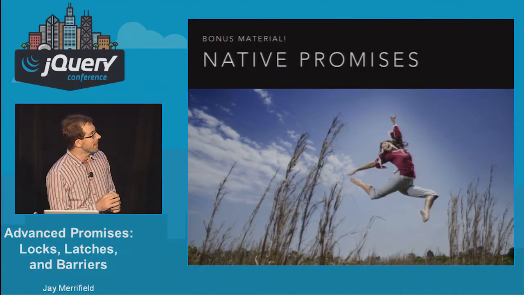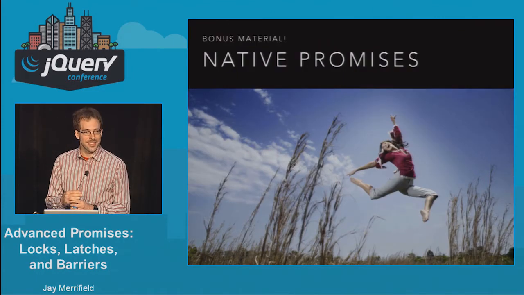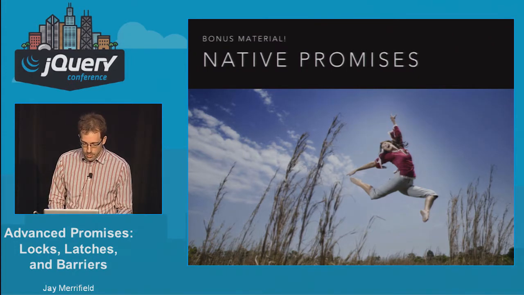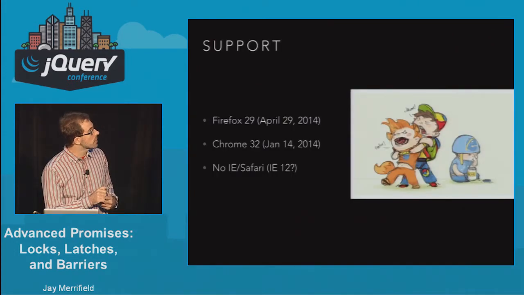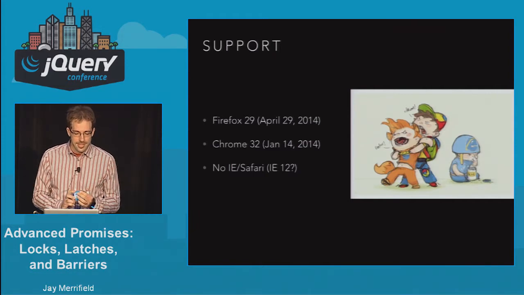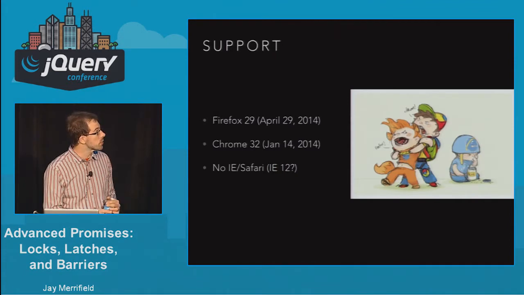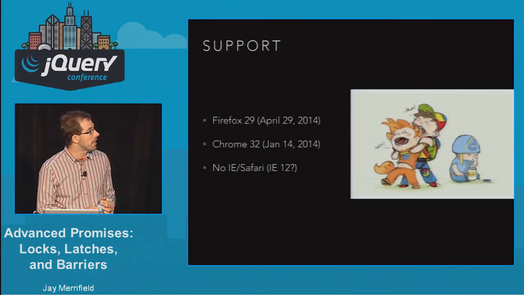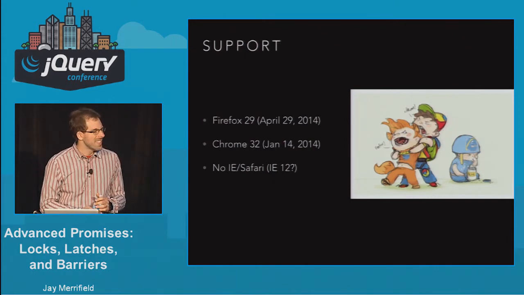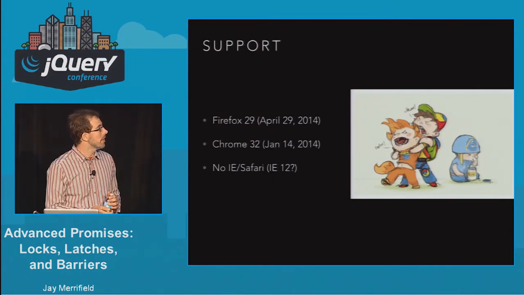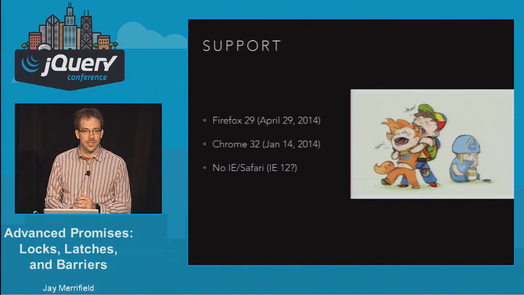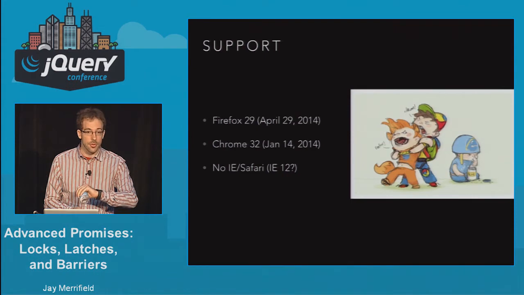So, bonus material. Native promises. We all like native anything, right? It's faster, right? Well, there's still a lot to go in terms of support. It's starting to kick in now. Firefox 29, which was released in April, had promises. Chrome came in real early, back in January. Nothing in IE or Safari. Microsoft has promised that IE 12 will have it, so expect that sometime in the next year or two.